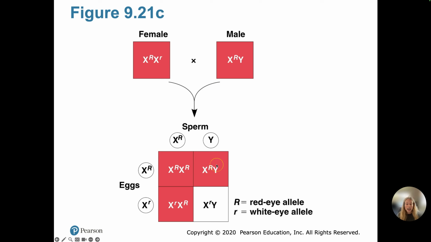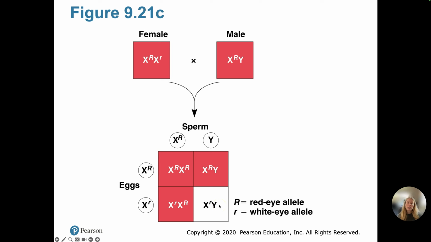This male over here, X capital R, Y, is a wild type, red-eyed male who only carries the red eye allele. This female down here, X lowercase r, X capital R, is wild type. She has red eyes, but again, she is a carrier of the white-eyed trait. And this male over here received the X lowercase r chromosome from his mother, and so the X lowercase r Y shows that recessive white eye allele.